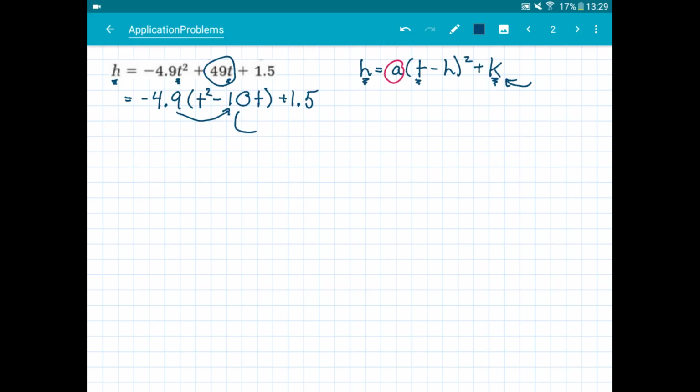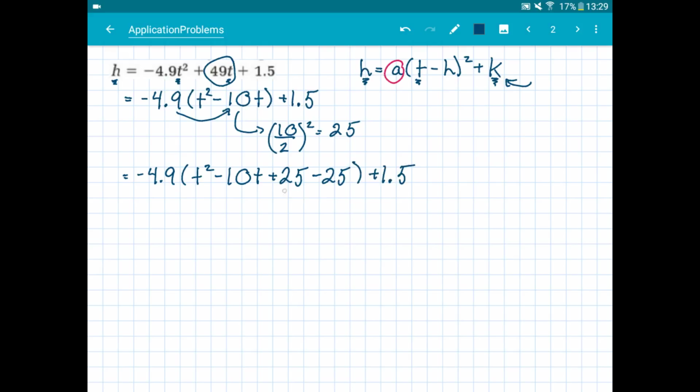Now, hopefully this is somewhat familiar for you now. We're just going to take half of this and square it, which will give us 25. And that's going to be our tack-on number. So minus 4.9 times t squared minus 10t plus 25 minus 25. You have to effectively do nothing because you can't change the value of the equation. And 25 minus 25 is 0. All the rest we've just left the same. So the step here is just to figure out what number we're going to put there.